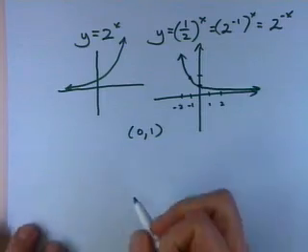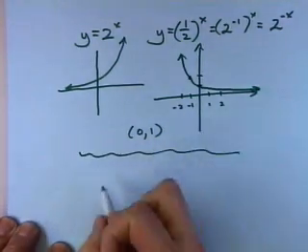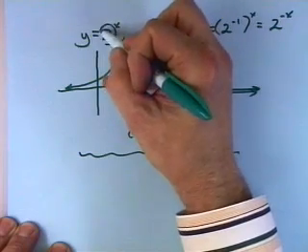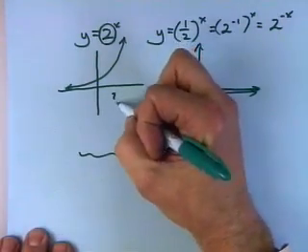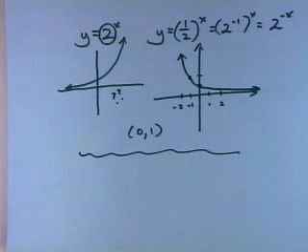Now, if the base is greater than 1, will they all have this general shape? If the base is 5, the base is 7, the base is e. By the way, is that a comfortable number for me to use, e, in this class? Relatively comfortable with the number e? Can you give me a decimal approximation of that strange number? 2.718.